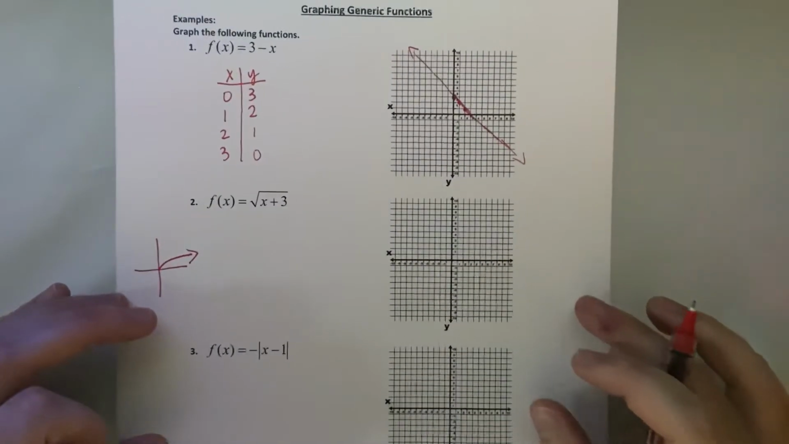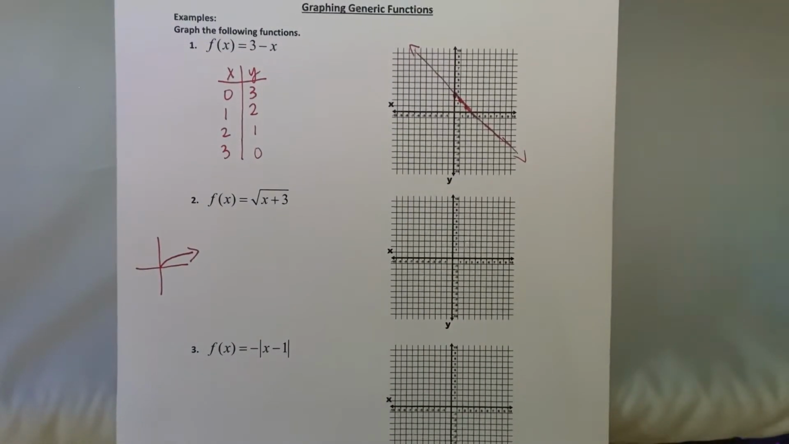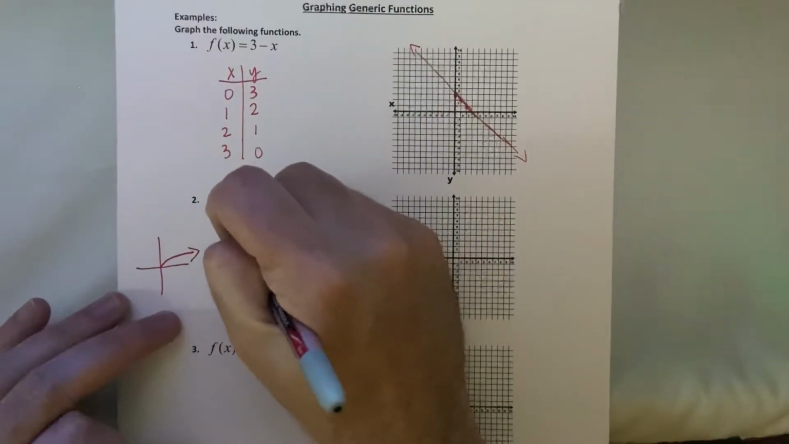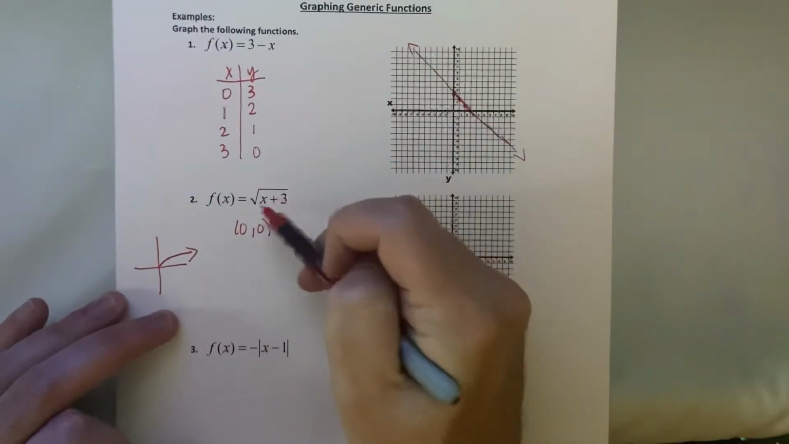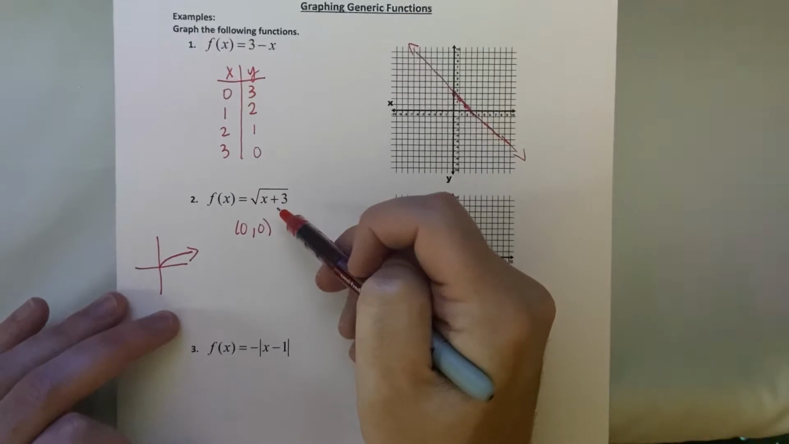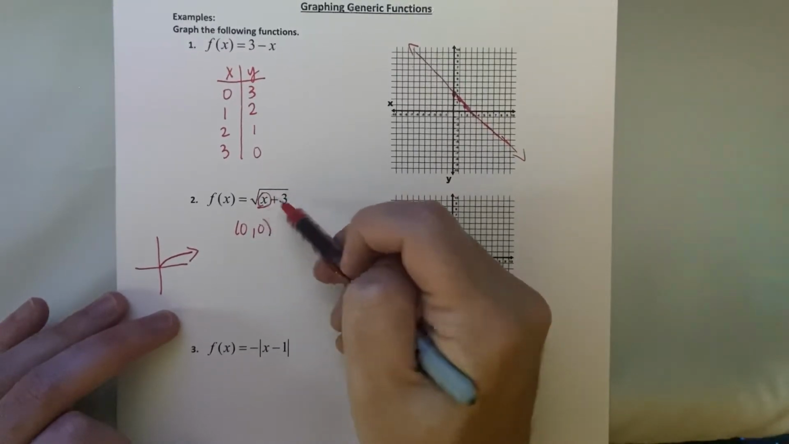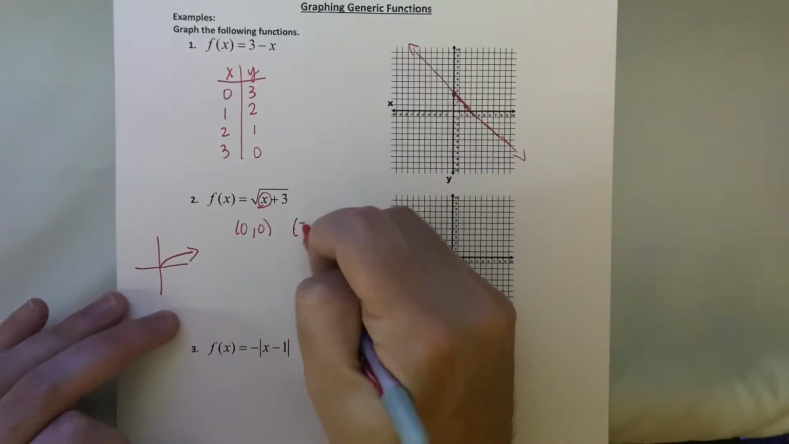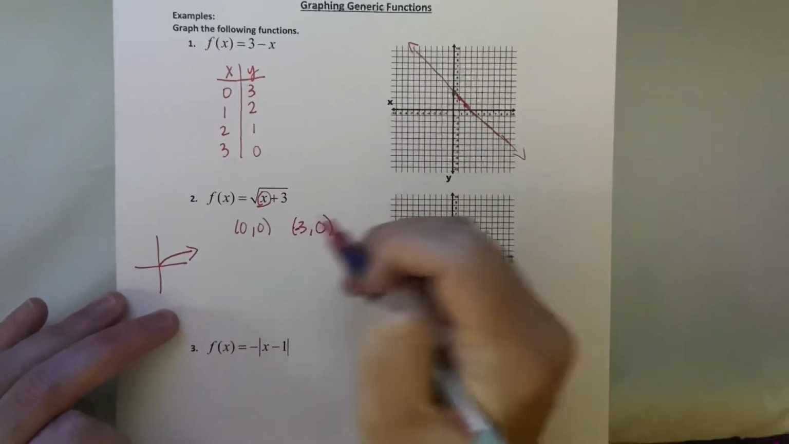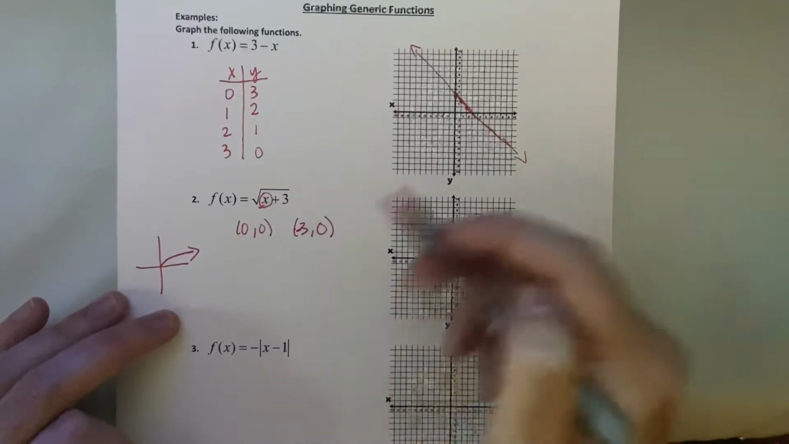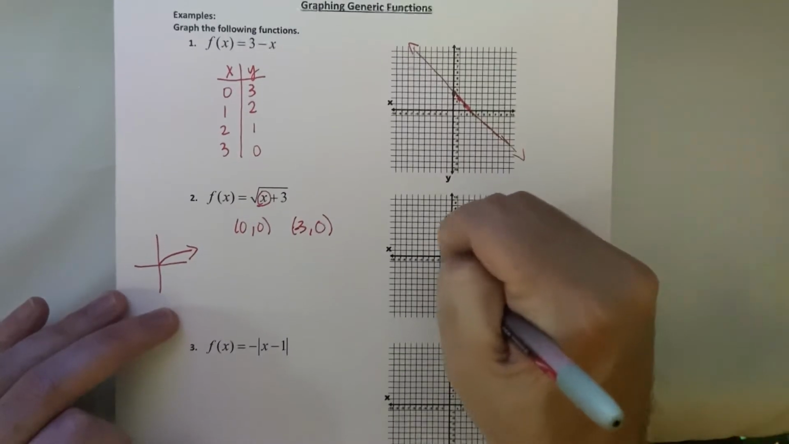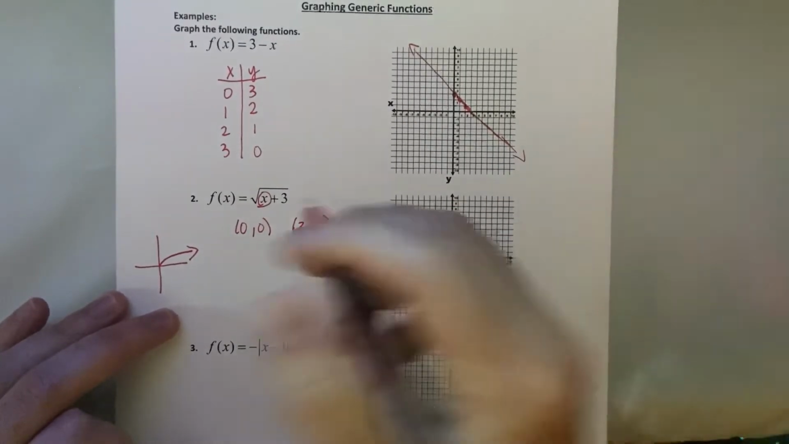So you have to ask yourself, what is that plus 3 actually doing? Normally I have the point 0, 0. But here, what do I plug in to get 0 under the square root? It's actually going to take a negative 3 to be plus 3. So instead of starting at 0, 0, my square root is starting at negative 3, 0. Now you can also plug in points again.